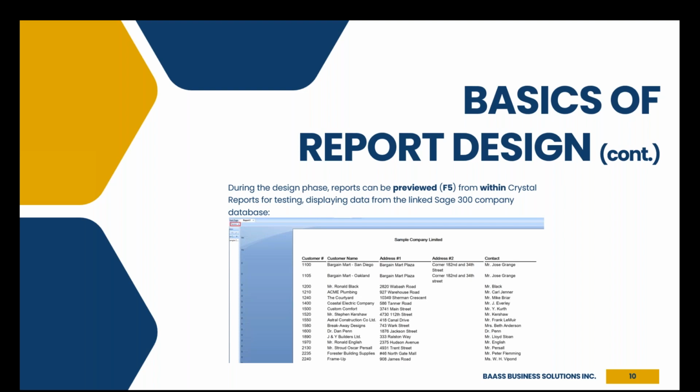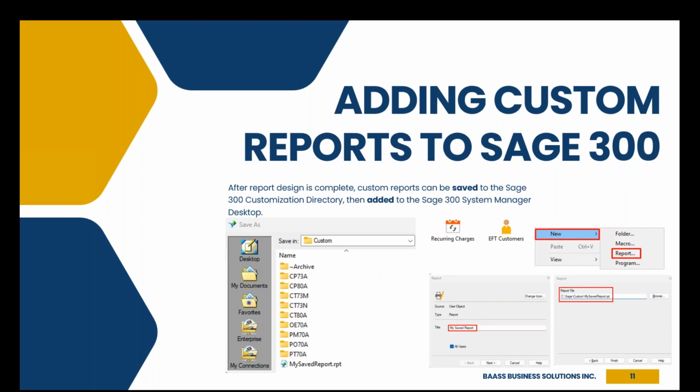So continuing on this, if I wanted to deploy this very basic customer reporting list into the Sage 300 desktop, I can right-click anywhere in the Sage 300 System Manager. I can choose New and click Report. And basically, I've saved my report to my customization directory, as we can see on the screen here, and I can create a shortcut to that RPT file. That way, when users double-click that, it will display the report that we just designed, and it's an icon within Sage 300.